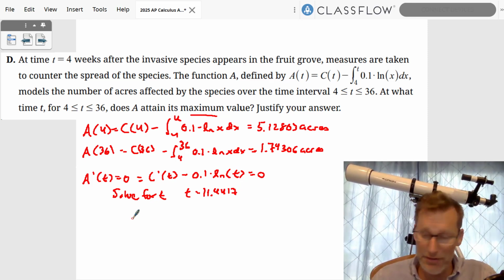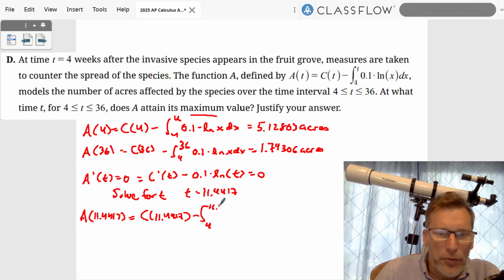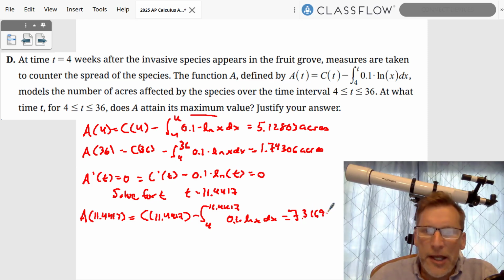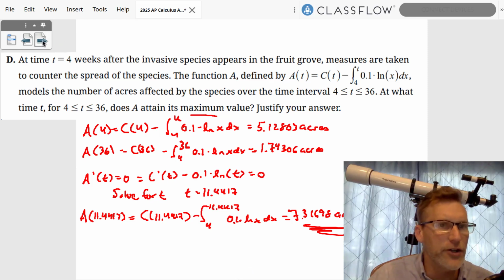And so that could be the maximum. It could be the minimum. It could be neither. And so what am I going to do? I'm going to do A of 11.4417, which means we're doing C of 11.4417 minus the integral from 4 to 11.4417 of 0.1 times natural log of x dx, and we end up getting 7.31698 acres, which means that is the maximum value between 4 and 36, at which A attains a maximum value of acres that are affected.